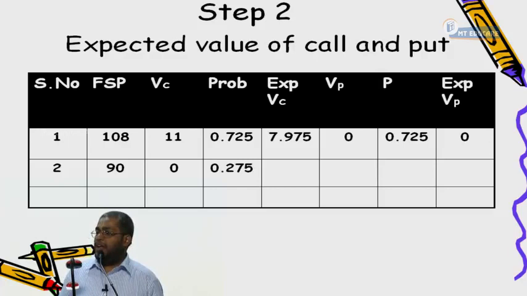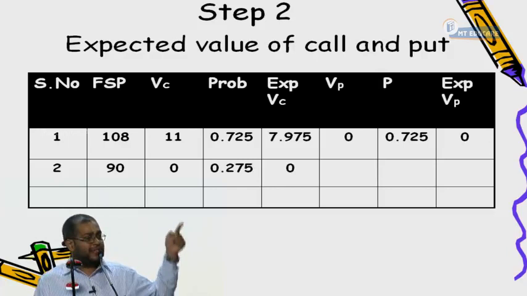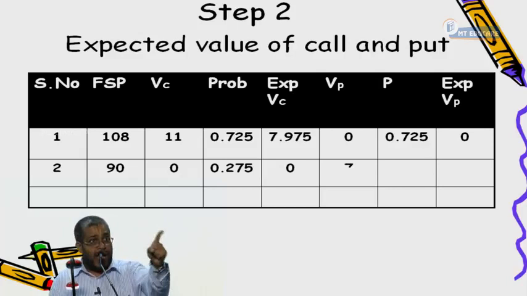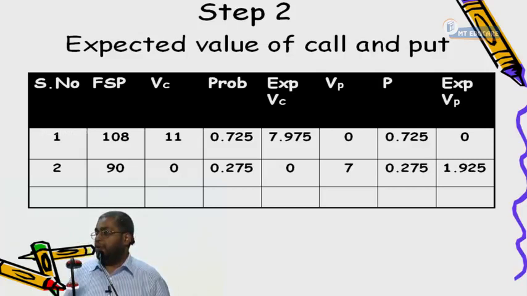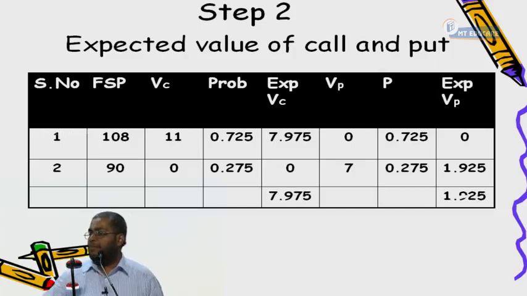If it is 90, is the put worth something or not? Yes. You will exercise the put, the right to sell at 97, a share worth 90. What is the value of the put option? 7. What is the probability of the put getting a 7 value? 0.225. What is the expected value? 1.925. So now it is 7.975 and then 1.925. Again, very simple.